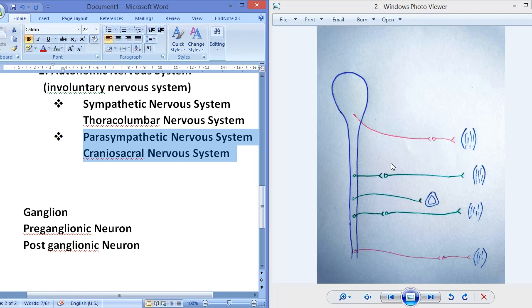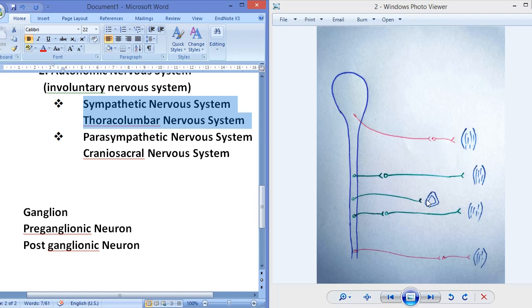As far as the sympathetic nervous system is concerned, the fiber will always arise from the thorax region or from the lumbar region. That is why this is called thoracolumbar nervous system, because the fiber will either arise from the thorax or from the lumbar region.